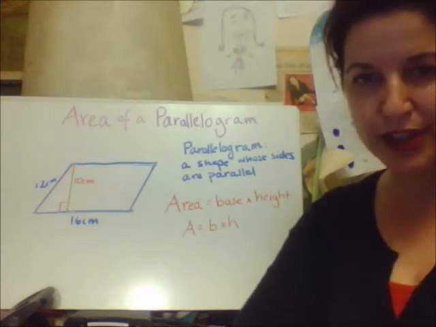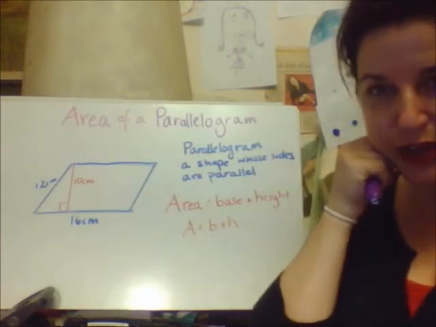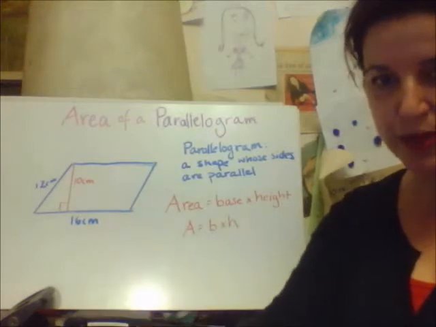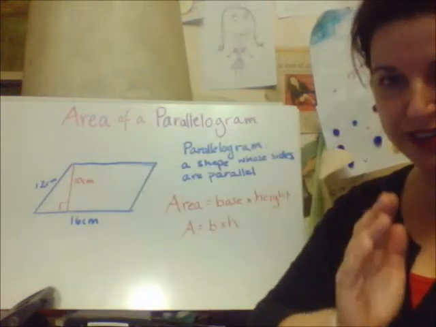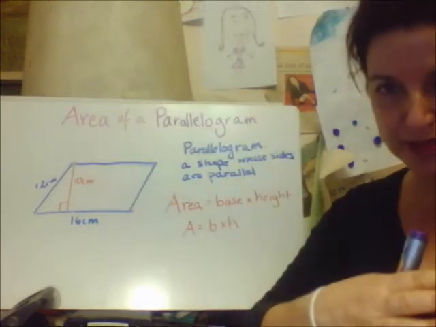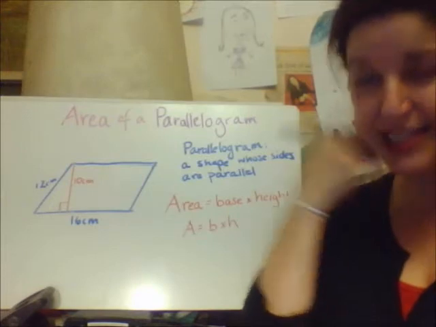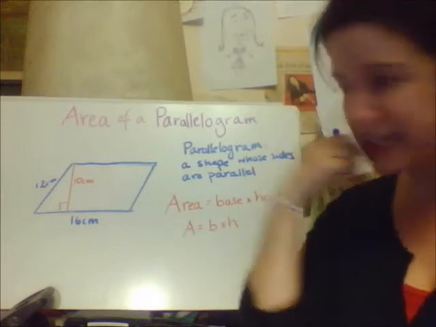One is the parallelogram, as you can see here. Now, parallelogram is just like it sounds. It's a shape where all the sides are parallel. And as you know, a parallel line is a line that continues and continues and will never meet. So you can see my parallelogram there. It's also a quadrilateral, which means it has four sides.